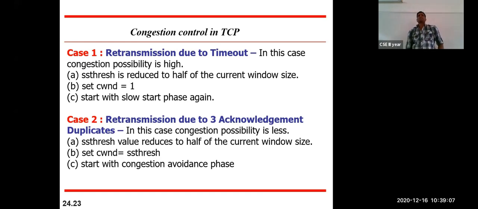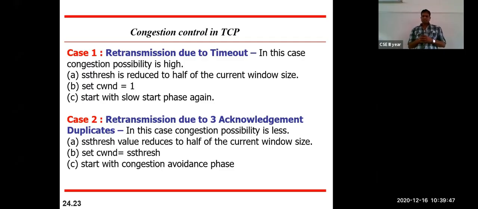What should you do? Again, a 3-step procedure for case 2. Again, the first step is the same. The slow start threshold value reduces to half the current window size. Then set the congestion window size not to 1. Instead, set it to the SS threshold, which means a better value, not an initial value. Because why did you set the congestion window to 1 in case 1? And why did you not set the congestion window to 1 in case 2?